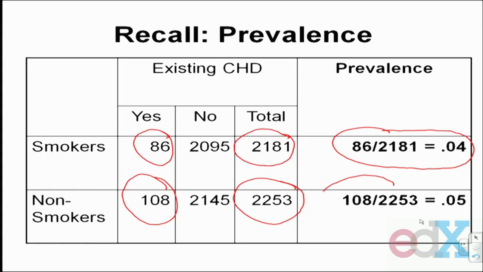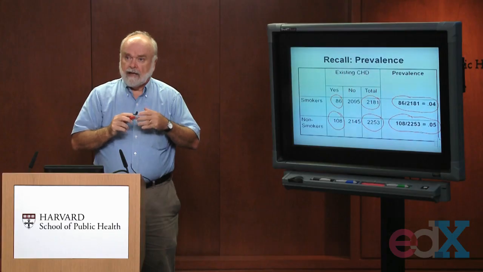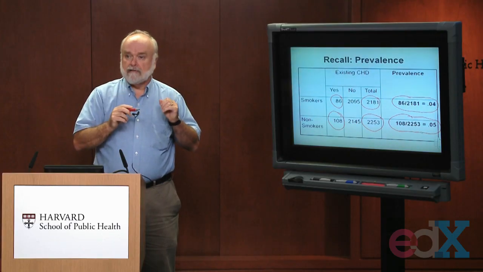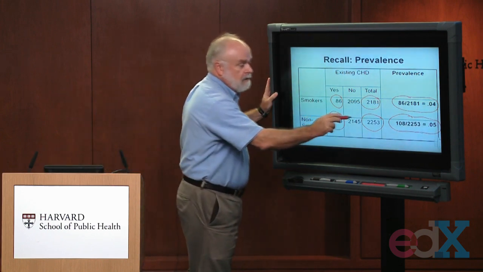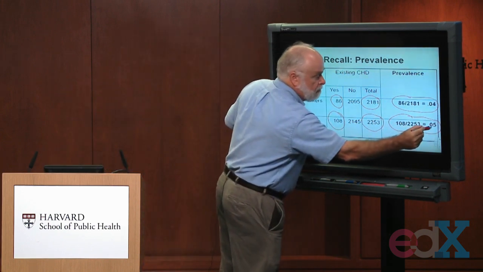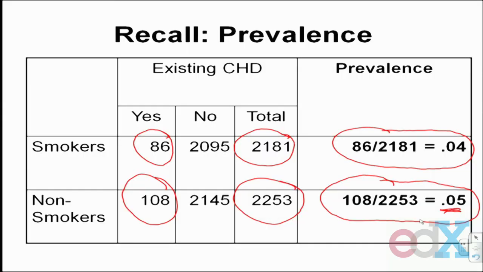It would be the 108 cases of pre-existing heart disease divided by the 2,253 non-smokers. The prevalence is 5%. And just as Elizabeth pointed out in her stated demo, notice that the prevalence is higher among the non-smokers than among the smokers.